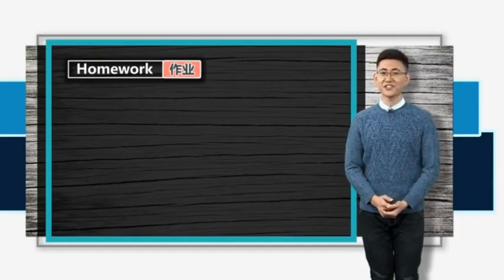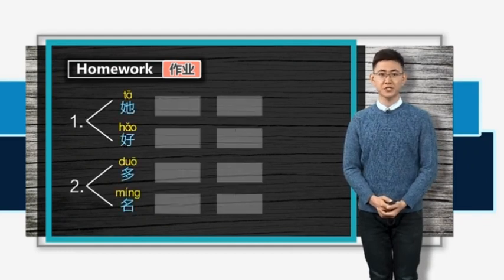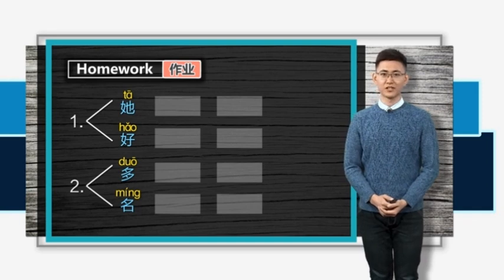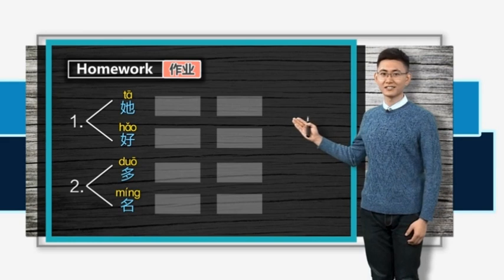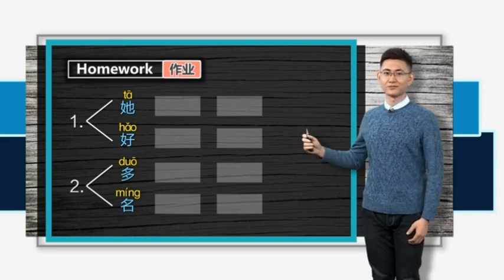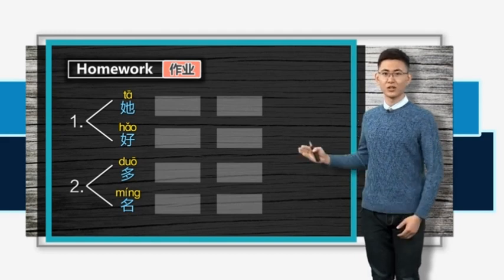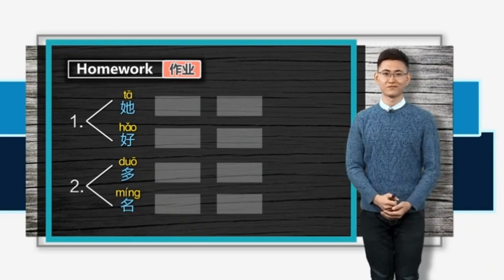At last, I have a challenge for you. Distinguish the Chinese characters in each group. After class, make words or expressions with each character. Group 1. 他, 好. Group 2. 多, 名. And that's all for today.